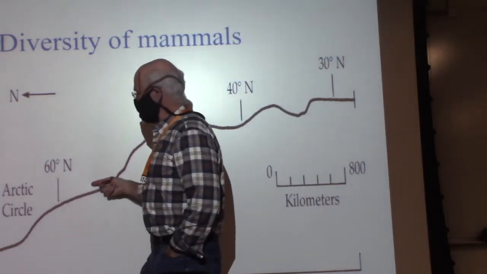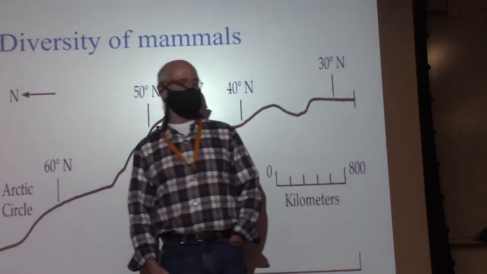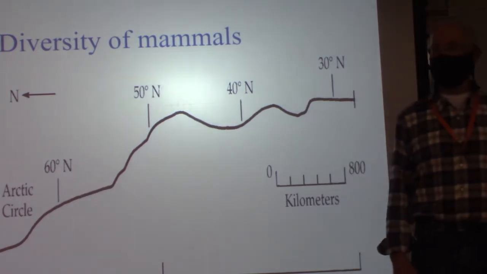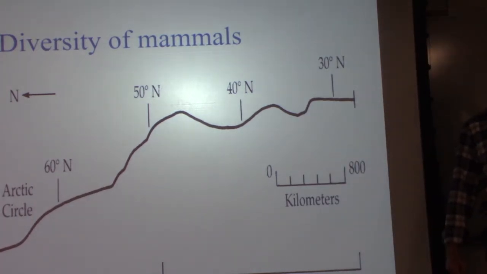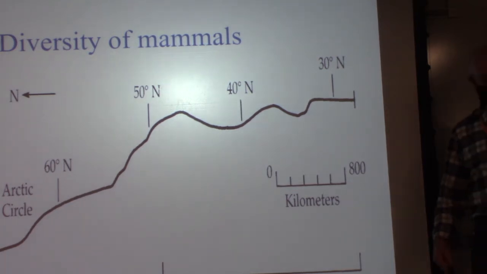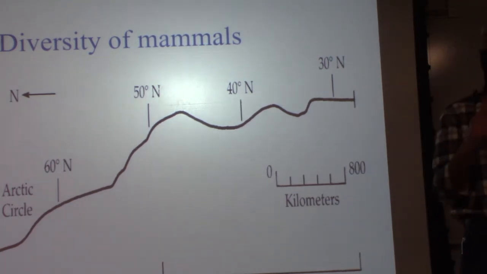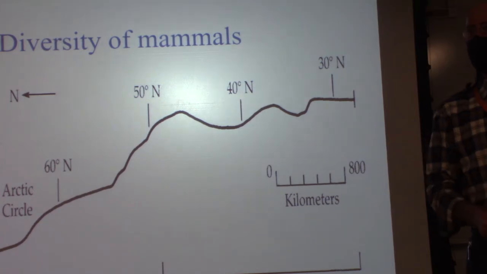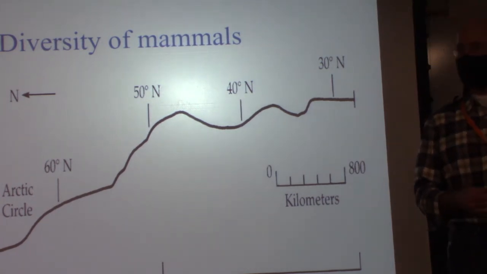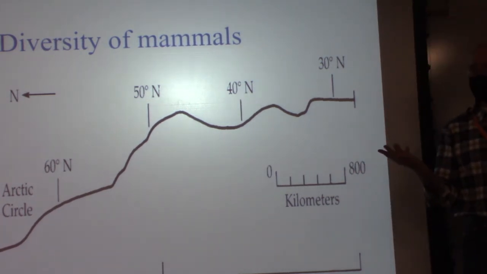And as you move towards the pole, the number of mammal species gets smaller and smaller and smaller. Why is that? Well, let's think of what mammals are close to the Arctic Circle. So as a reference point, we'll use Fairbanks, Alaska.